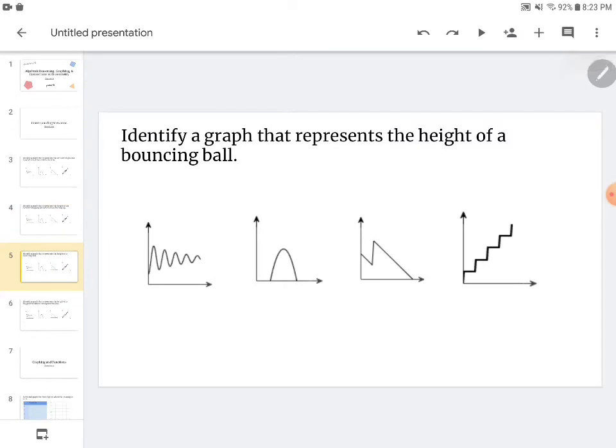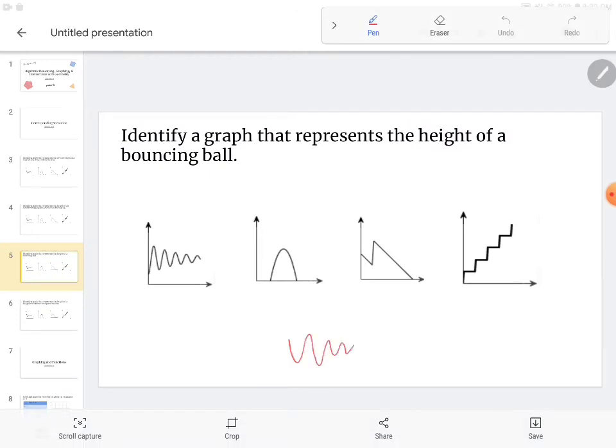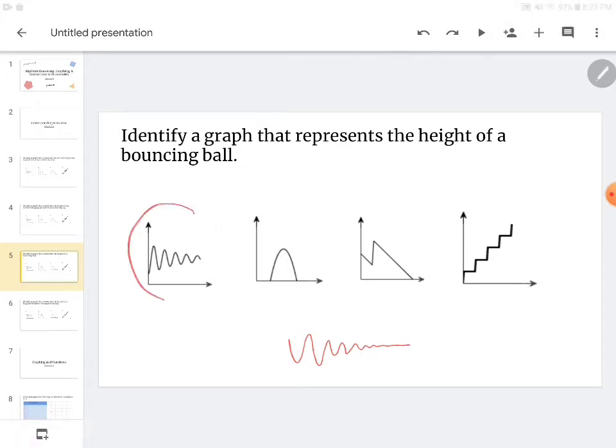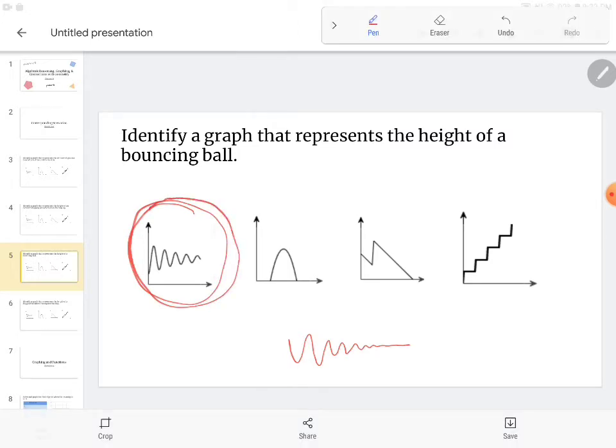For our next question, we're going to identify a graph that represents the height of a bouncing ball. Now, we've all had a bouncy ball at some point growing up. If you'll notice, when you go to bounce it, it slowly just keeps losing its bounce until at some point it stops. Which kind of gives us this springy little motion right here, where it eventually just stops bouncing. And if you'll notice, our first graph right here is the best representation of what we just drew.